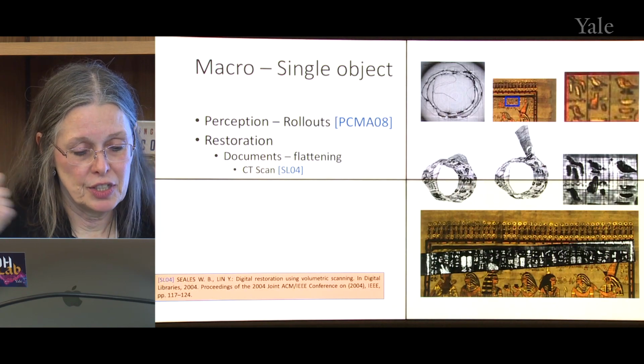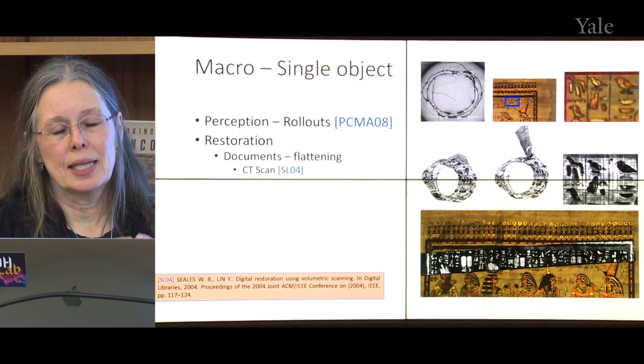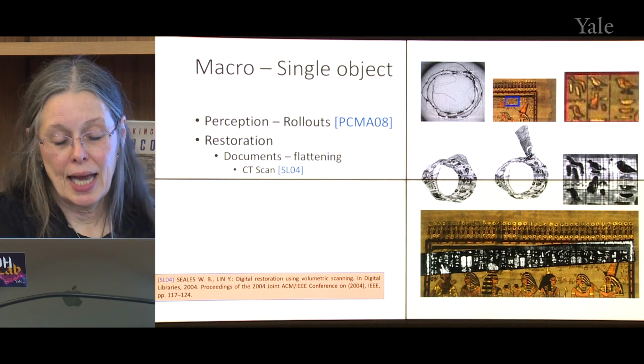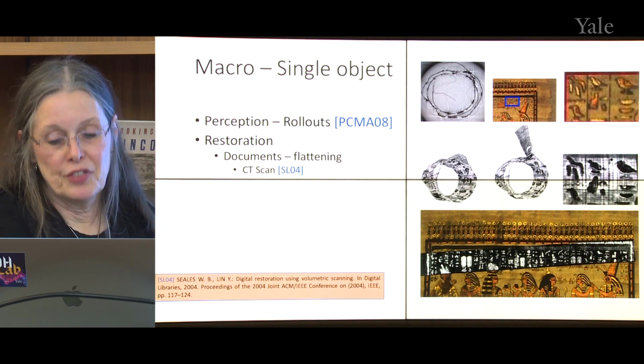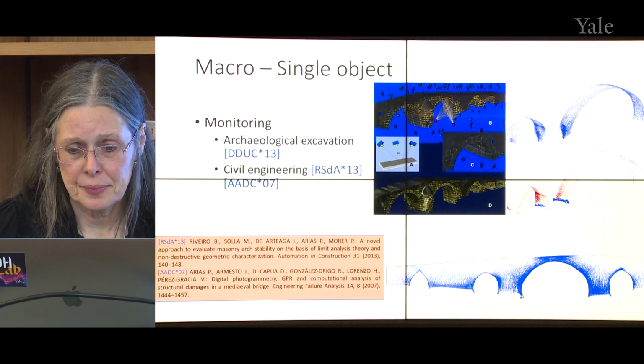This is from University of Kentucky, where they do CAT scan, volumetric scanning of fragile documents so that you can virtually unroll and read them.